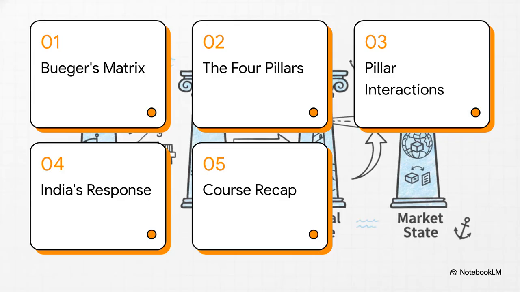Here is our roadmap for today. First, we'll look at the blueprint, Buger's matrix. Second, we'll define the 4 pillars. Third, we'll see how those pillars interact. Fourth, we'll examine India's institutional response. And finally, we'll wrap up with a structured course recap.